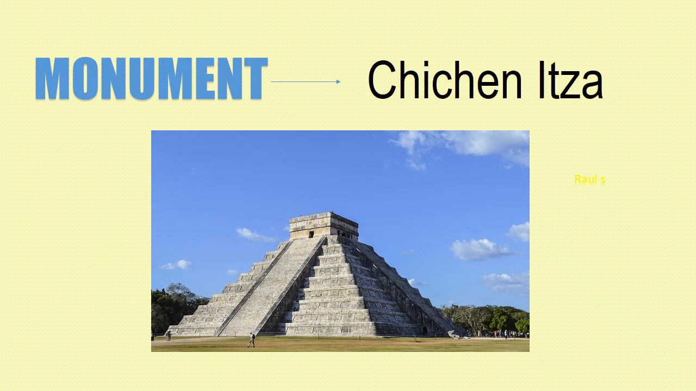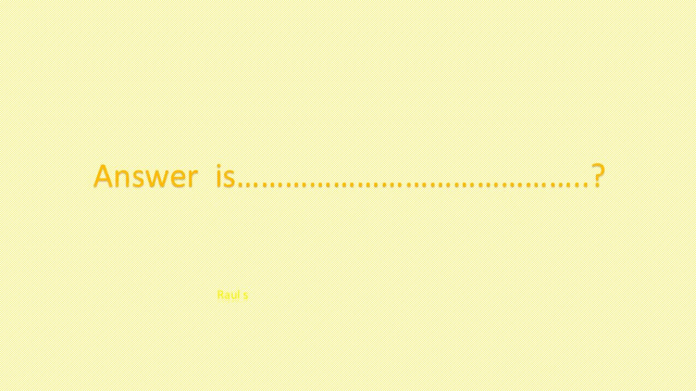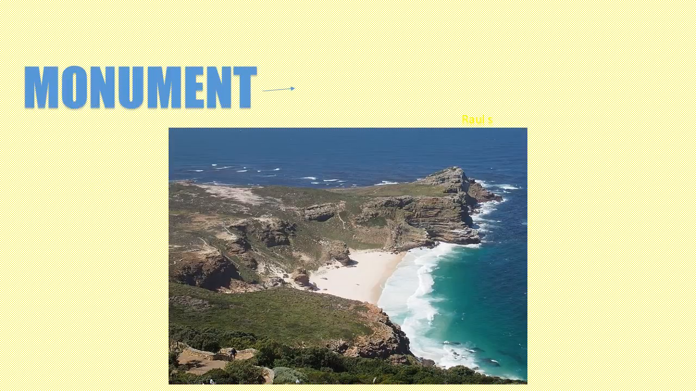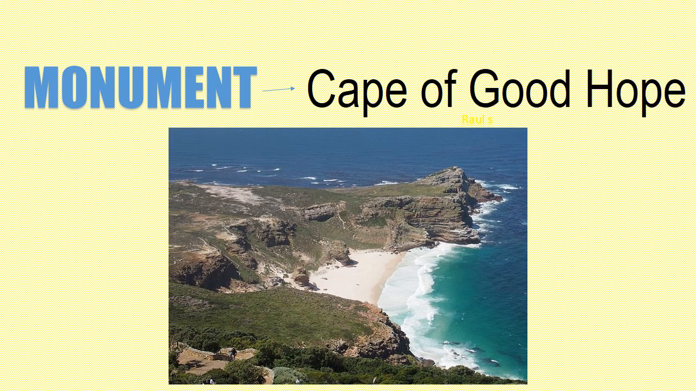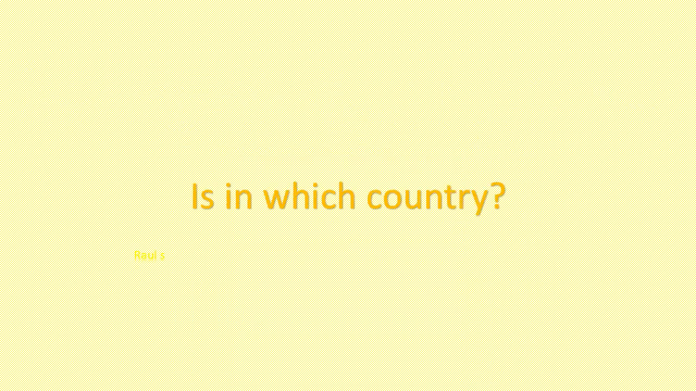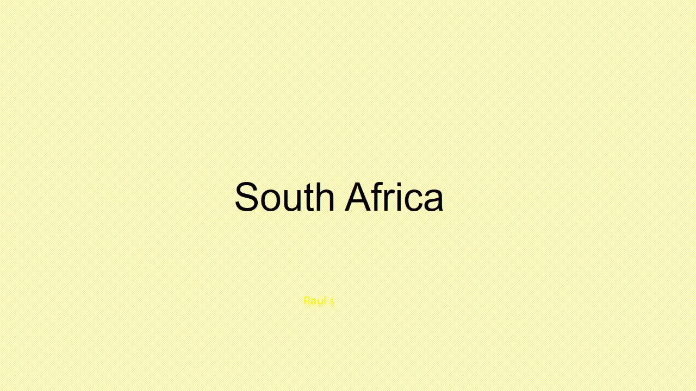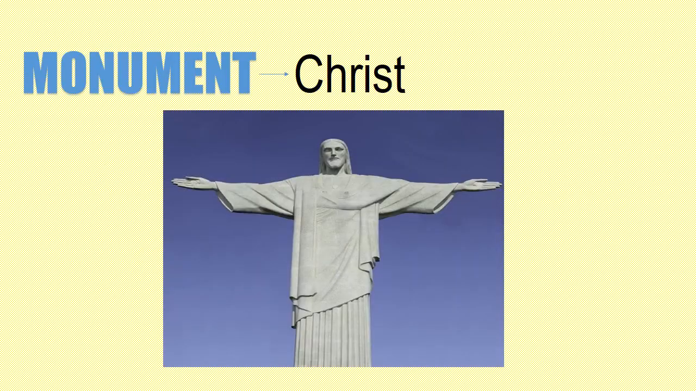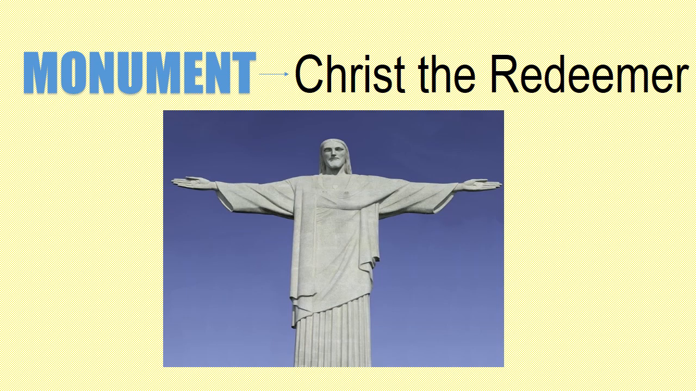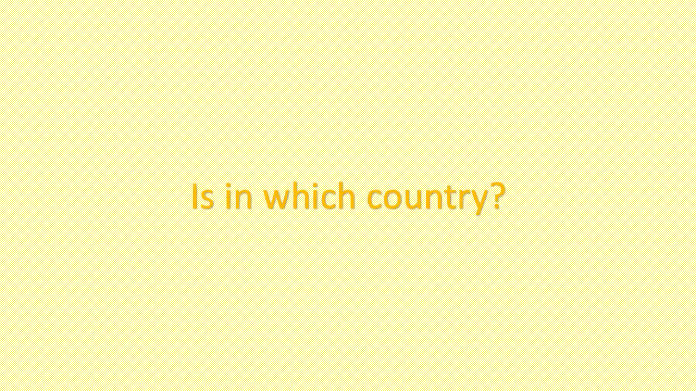Monument: Chichen Itza is in which country? Answer is Mexico. Monument: Cape of Good Hope is in which country? Answer is South Africa. Monument: Christ the Redeemer is in which country?